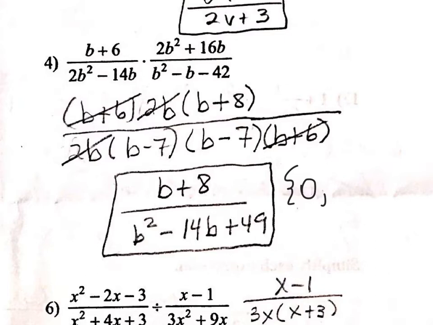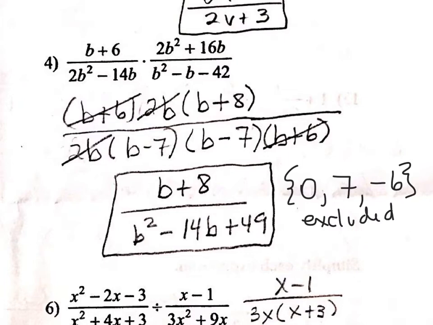The next I'm going to look at is the b minus 7. If the b is 7, then this is going to be 0. So that's going to be another one of my excluded values. And then the last one I see that I need to exclude is this one right here. Now, if this b is a negative 6, that's going to make this equal to 0. So I need to exclude also negative 6. And these would be my excluded values.